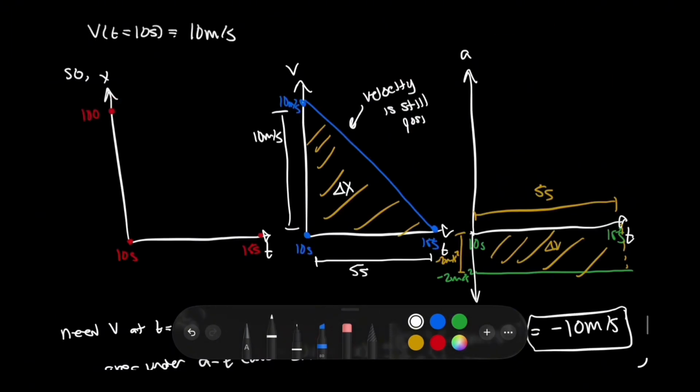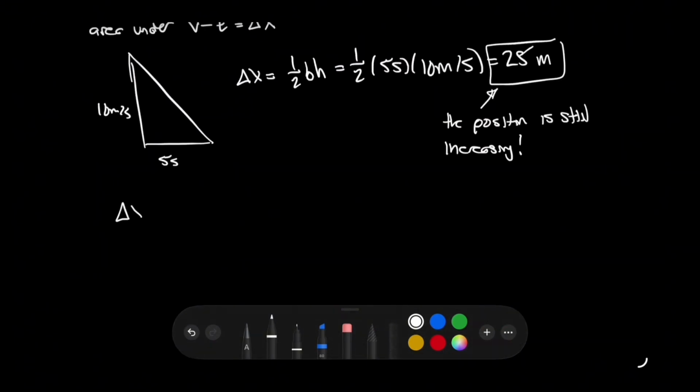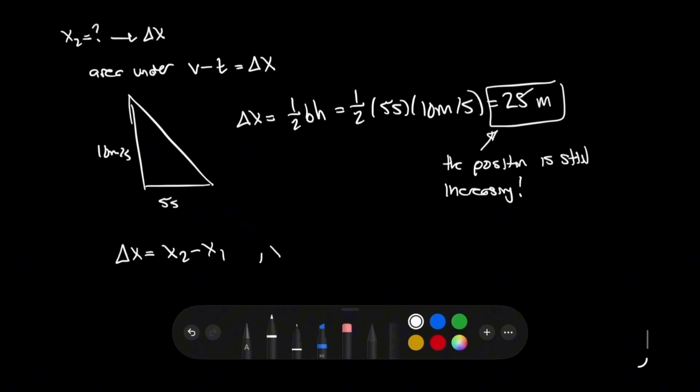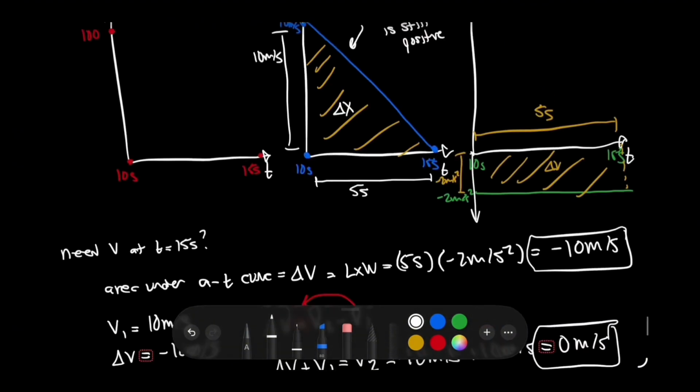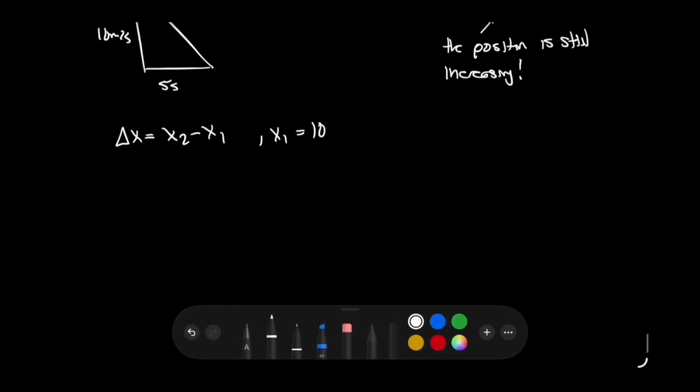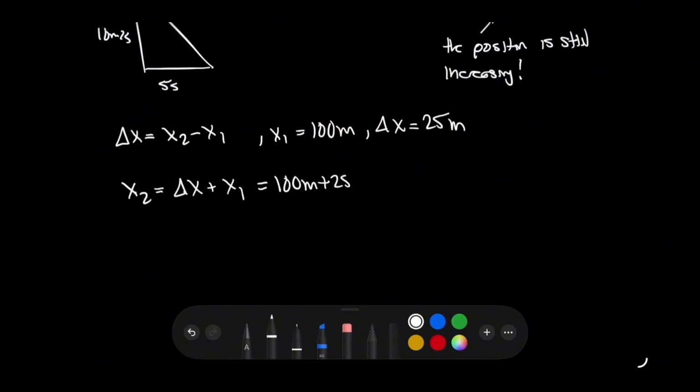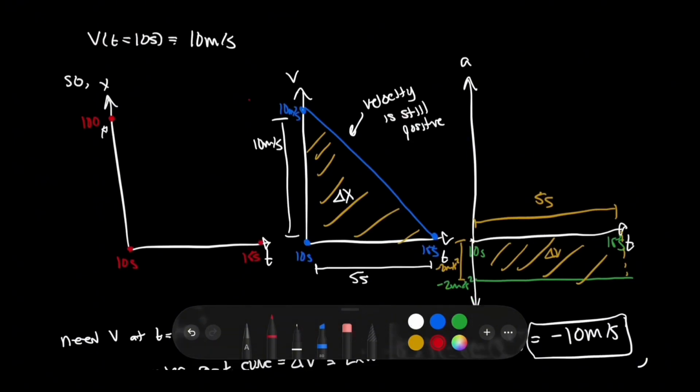And so this kind of illustrates the example of just because we have a negative acceleration doesn't mean our position is also in the negative direction. Even though velocity is still slowing down, it's still positive. So that means that the position is increasing still. And so we can find what x2 is by using the displacement equal to x2 minus x1. And we know that our position is 100 meters at t equals 10 seconds. And so if we plug in that for x1 and we plug in our displacement, we can find x2. And x2 is equal to this. So we can draw that in.